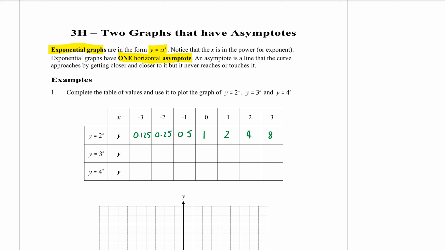So let's just change the base to a 3. 3 to the power of negative 3? 0.037. I'm just going to round that to 0.04. We can't really sketch that accurately anyway. 3 to the power of negative 2? So 0.1 will be fine. 3 to the power of negative 1? 0.3 repeating, or just 0.3. I'm just doing one decimal place there. 3 to the power of 0? 1. 3 to the power of 1? 3. 3 to the power of 2? 9. And 3 to the power of 3. 27.